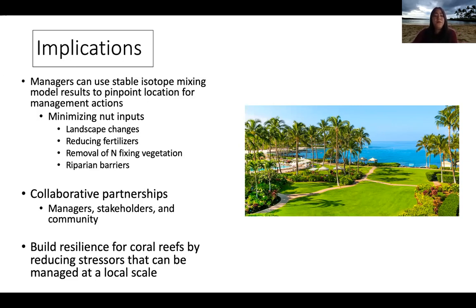And all of this will build resilience for coral reefs by reducing a stressor that can actually be managed at a local scale and kind of reduce that threat or the stress of some of the global threats that I mentioned earlier, like ocean acidification and rising temperatures.